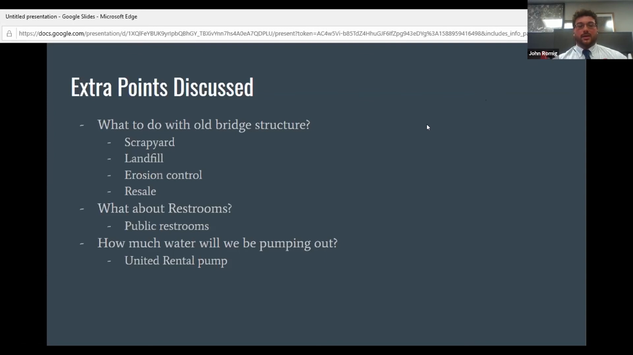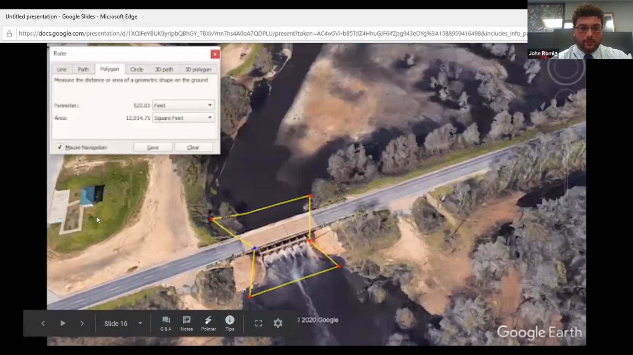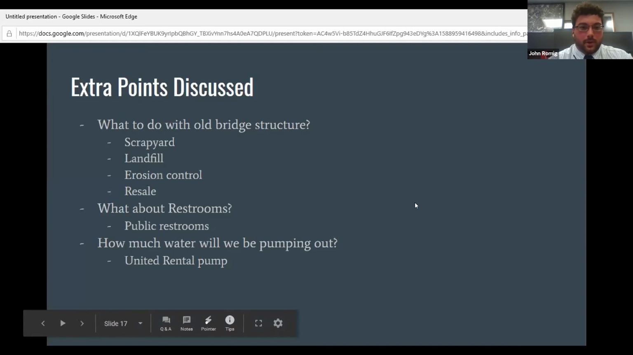And then another small thing is sanitary and restrooms, like porta cans and porta restrooms. Well, there's actually a public facility right there. It's about 40 yards from the bridge because it's a public state boat launch. You can see the little blue building. So we'd be able to utilize that, which was another thing we didn't really have to budget for.